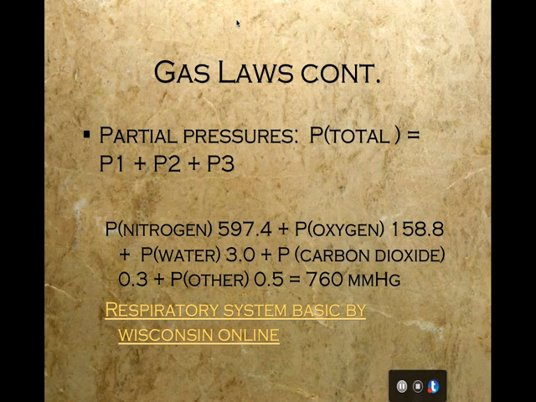For our air, which is composed of about 78% nitrogen and 21% oxygen, the pressure of nitrogen at sea level is 597.4 millimeters of mercury. Oxygen is 158.8 millimeters of mercury. Water is 3.0 millimeters of mercury. Carbon dioxide 0.3 millimeters of mercury, and other gases total up to about 0.5 millimeters of mercury. All of these add up to 760 millimeters of mercury.